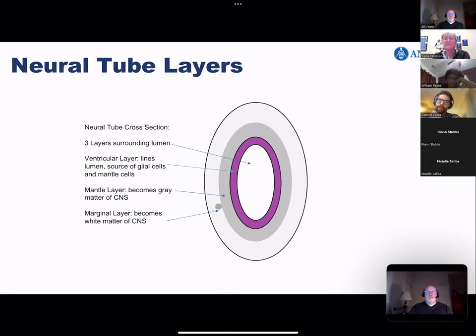Generally speaking, the mantle layer here becomes the gray matter of the central nervous system, while the marginal layer becomes the white matter of the central nervous system.